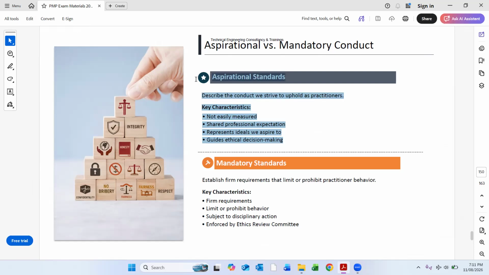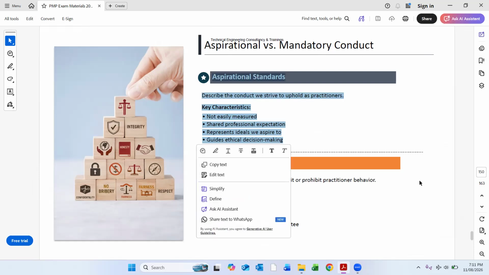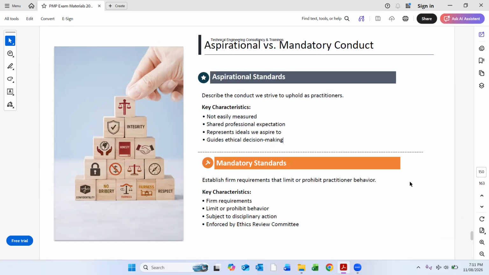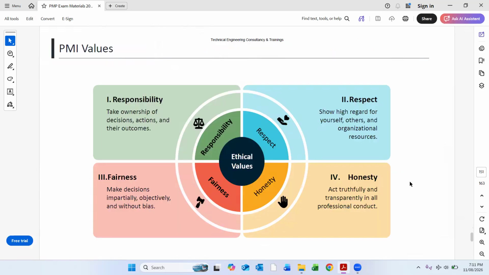But the mandatory standards are firm requirements. They limit our behavior, prohibit some behavior, and disciplinary action can be taken and enforced by the ethics review committee. So these are the mandatory standards.